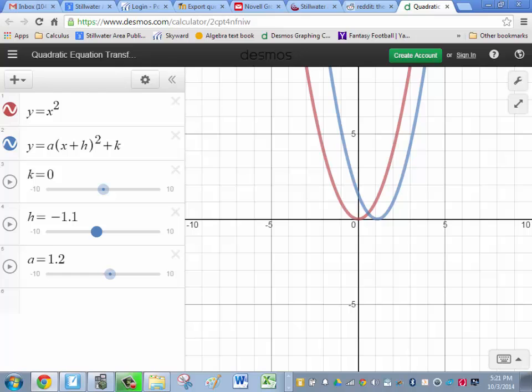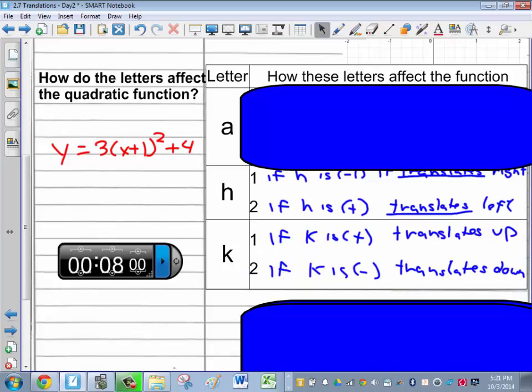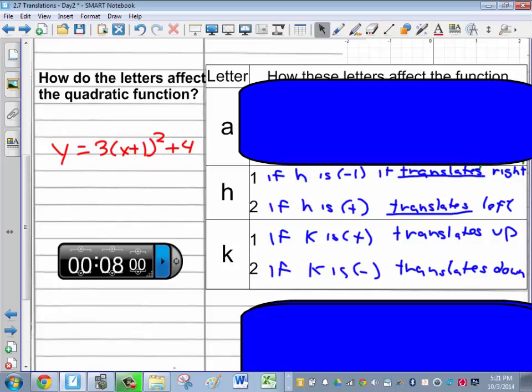Okay, so let's go back and make note of that. So we got an h right here, and the h is negative. When h is just negative, it translates right. And if h is positive, it translates left, or shifts left. So put that down in there. That's the kind of tricky one, because it's opposite what you think. If it was negative, you'd think it would go left, but really when it's negative, it translates right.